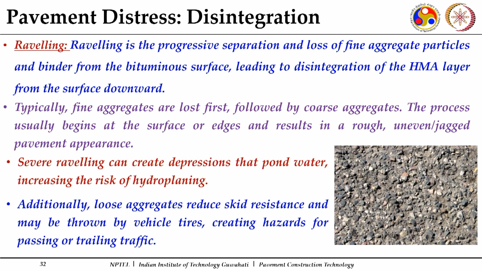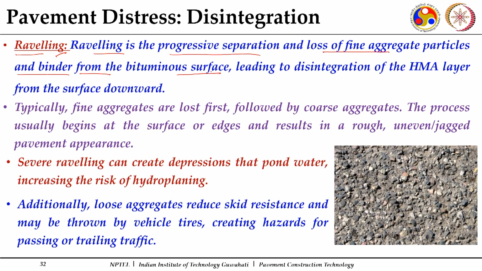Now, as I mentioned, the next case is when this happens from the top, when water is there on the top of the surface. Because of this, if there is some loss of binder, then there will be loss of aggregates also. That comes under the distress which is raveling. Now what is raveling? It is the progressive separation and loss of fine aggregate particles. When the fine aggregate particles are not able to be held in the mix, this kind of separation of the fine aggregates usually initiates, along with the binder, from the bituminous surface.